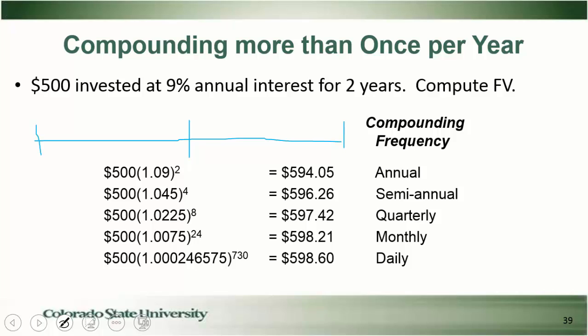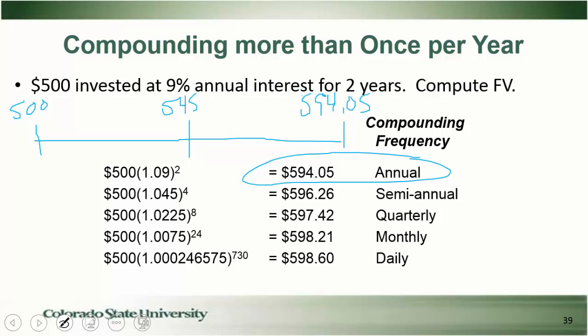So, if I put in $500 at the beginning of the year and I earn 9%, what am I going to have at the end of the first year? Well, clearly $545. I'm going to earn 9%. And then I'm going to earn 9% on the $545, and that's how I'm going to get to the $594.05. That's the annual compounding.